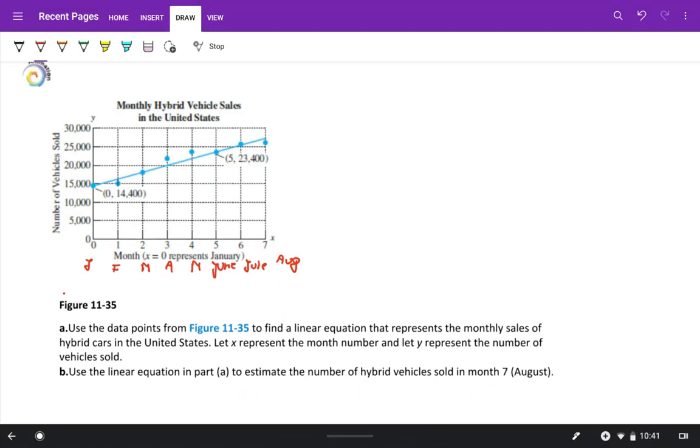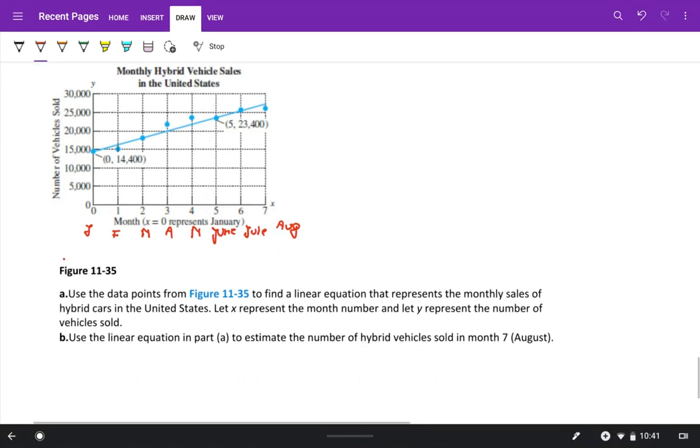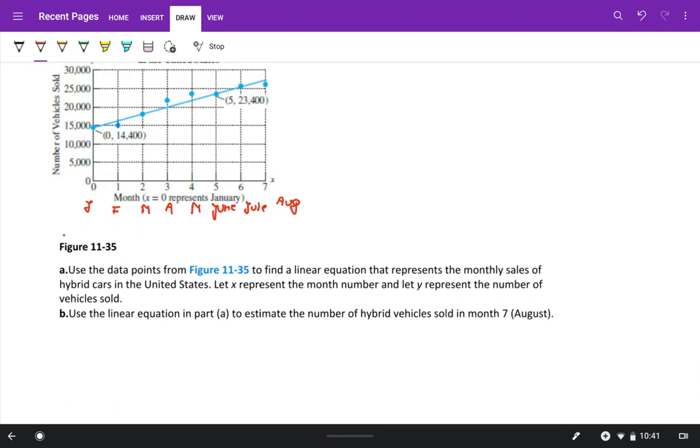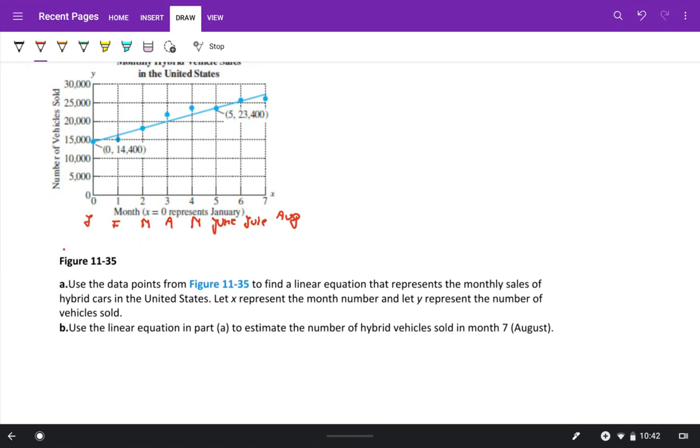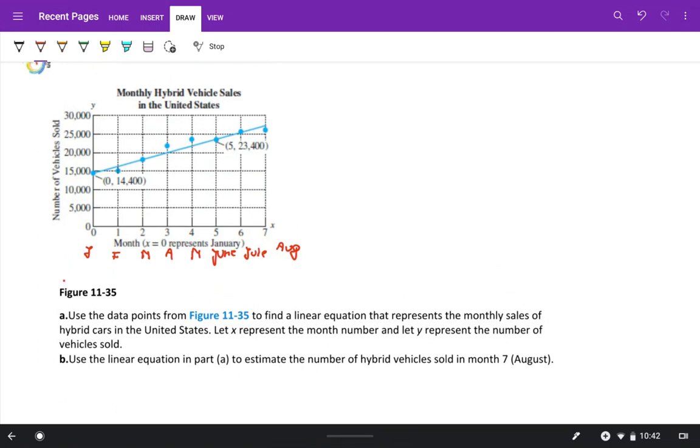Okay, so I want to explain that problem. Part A: use the data from the given graph to find a linear equation that represents the monthly sales of hybrid cars in the United States. Look, here we don't have an equation, so we need to create the equation. That will be the solution to A. We need to write the equation in slope-intercept form. This problem will be a little longer.